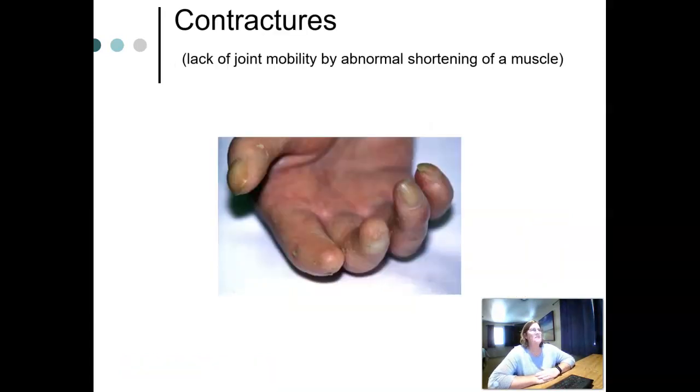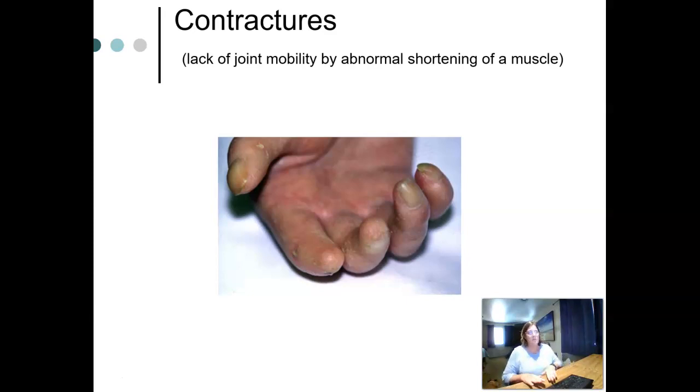Contractures, which is a lack of joint mobility caused by abnormal shortening of a muscle. Hands are a really common place that we see that, because generally when a person has a disability or a weakness on one side, nurses are usually pretty good about doing range of motion to the larger joints, but sometimes those hands, those fingers take a really long time to do range of motion to, and so sometimes it's an area that you'll see be overlooked.